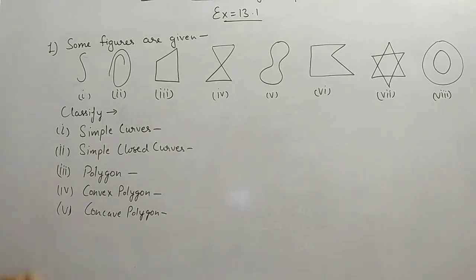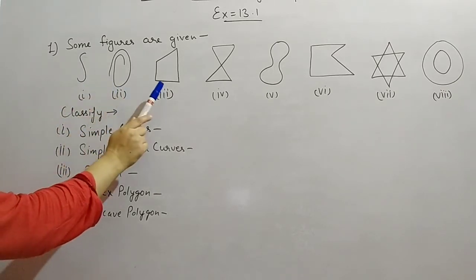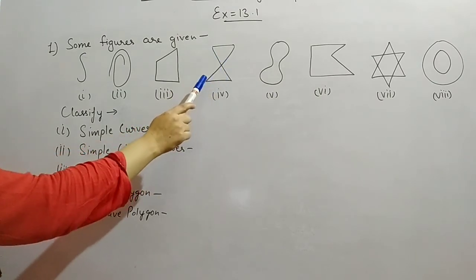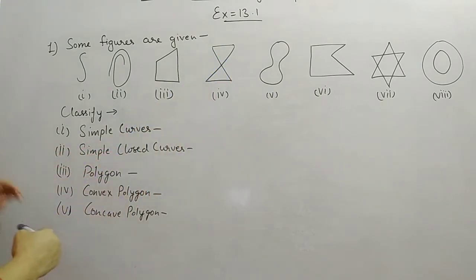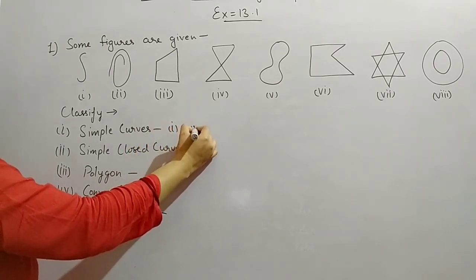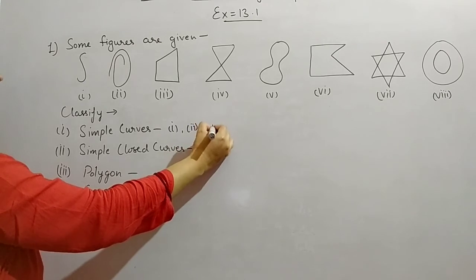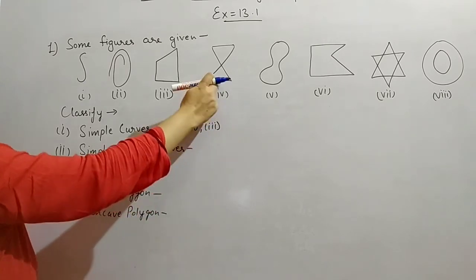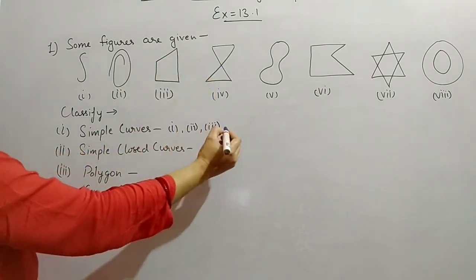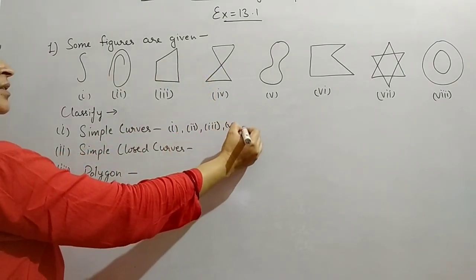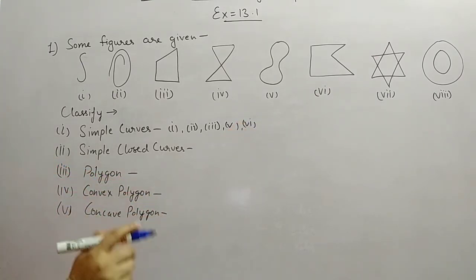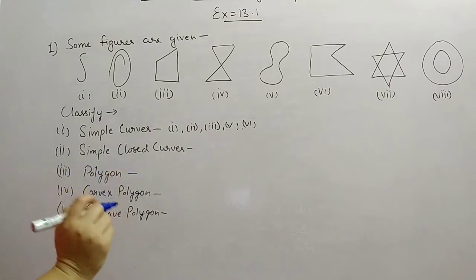So here without lifting we can draw the first one, second one, third one, and in a simple curve it should not cut itself, like this. This cross should not be here. So the first one is a simple curve, the second one is also a simple curve, the third one is also a simple curve, the fourth one is not a simple curve because it is intersecting. The fifth one is a simple curve, then the sixth one also a simple curve, the seventh and eighth are not simple curves because we have to lift our pen to draw them.